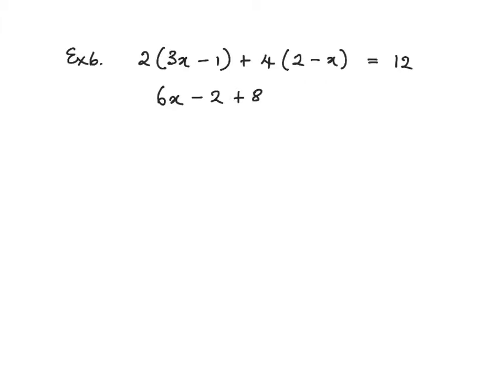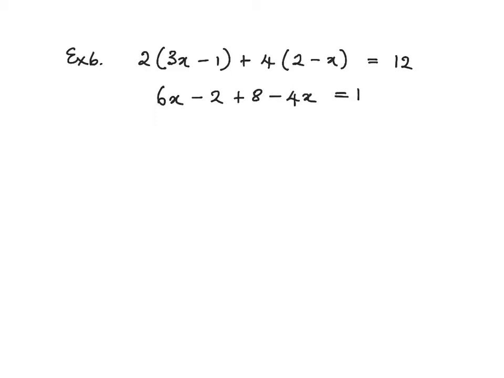Example 6, things are getting a bit more difficult now. How on earth would we deal with an equation which has two brackets? So 2 times (3x minus 1) plus 4 times (2 minus x) equals 12. Well, we expand the brackets. 2 times 3x is 6x, 2 times minus 1 is minus 2, 4 times 2 is 8, and 4 times minus x is minus 4x.